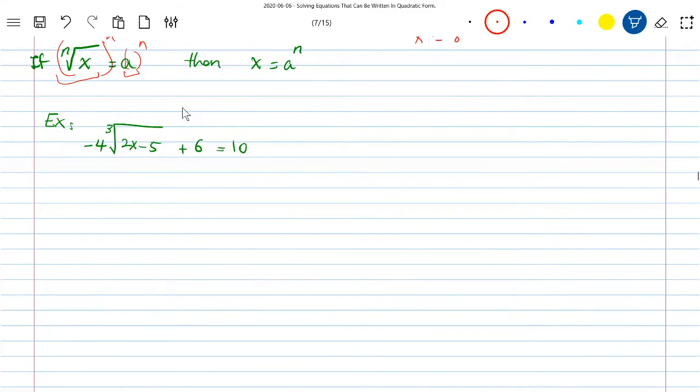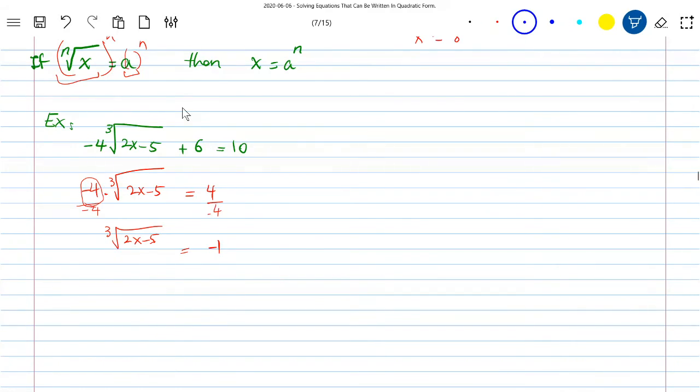Okay, let's try this example. If it was square root, what would you do? You would isolate it. If it's cube root, you do exactly the same thing. You isolate. So this is -4 times cube root of 2x minus 5 plus 6 equals 10. So I'll subtract the 6 from both sides. I'll get 10 minus 6, which is 4. Okay, there is still a -4 outside. I want to get rid of that. So I'll divide both sides by -4. So what I get is cube root of 2x minus 5, divide both sides by -4, it becomes -1 on the right hand side.